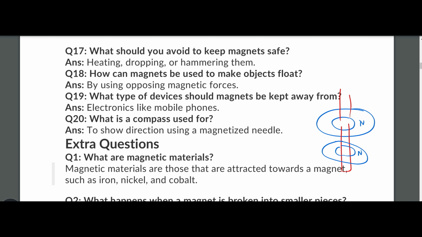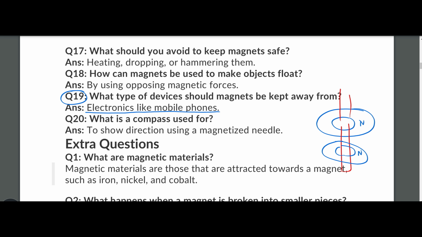Now you see, what type of devices should magnets be kept away from? All of you please see question number 19. What type of devices should magnets be kept away from? Okay, you should keep them away from electronics like mobile phones. What happens when you keep the magnets nearer to the mobile phones? It will lose its magnetism. Okay, it will lose its attracting power, right? You should not keep your magnet near mobile phones or any electronic devices, right?